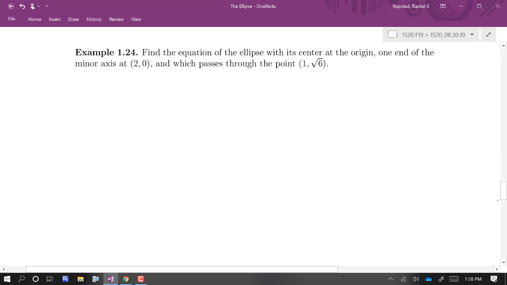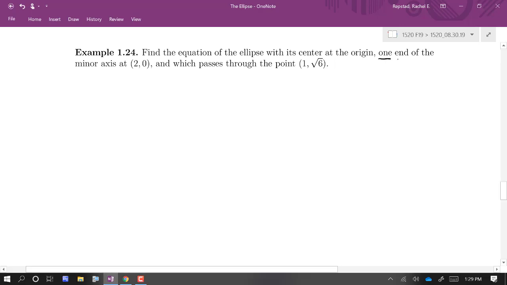They want us to find the equation of an ellipse centered at the origin with one end of the minor axis, excuse me, at (2, 0), and it passes through the point (1, root 6). Okay, the center is at the origin, so that tells us something. We know the basic form of the equation that it's going to have. But this problem is different than the other ones. The other two problems that we just did, they gave us an equation and asked for some information about the curve. Here they're giving us information about this curve and they want us to get the equation. Those are the two varieties of problems that we tend to solve in this chapter.